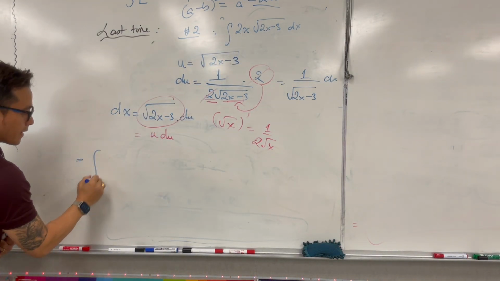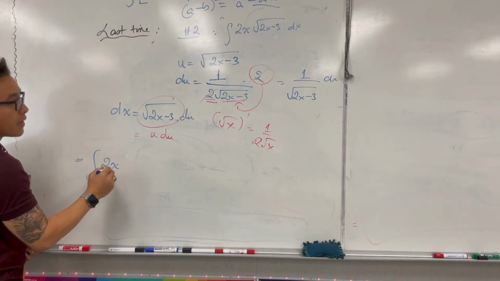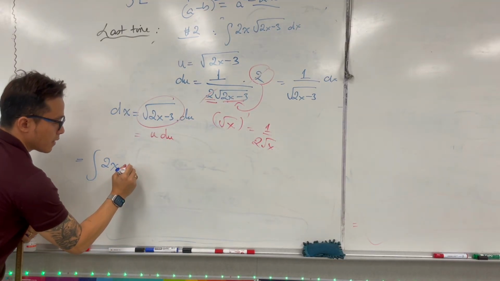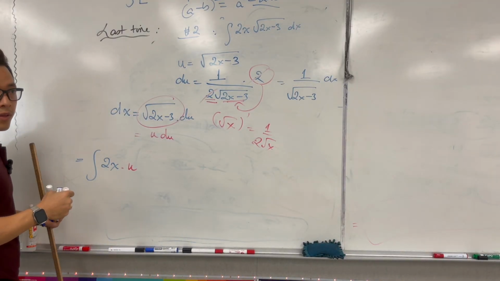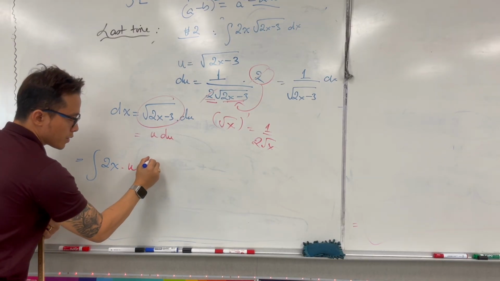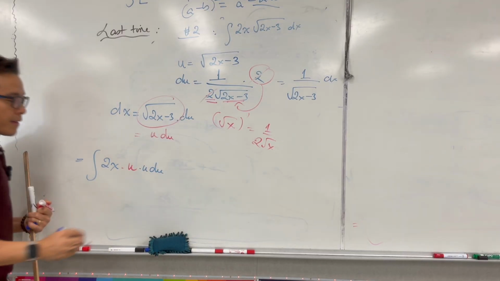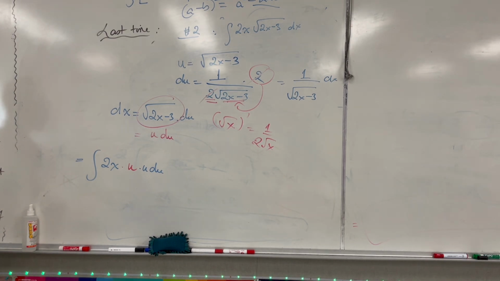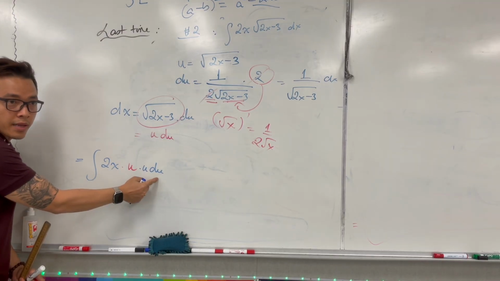I have the integral of 2x. I don't know 2x yet, so I just put 2x for now. This one is u. And dx equals u du. Can I take the integral now? No, because it is x, not u. I need to change the x into u. How do I do that?